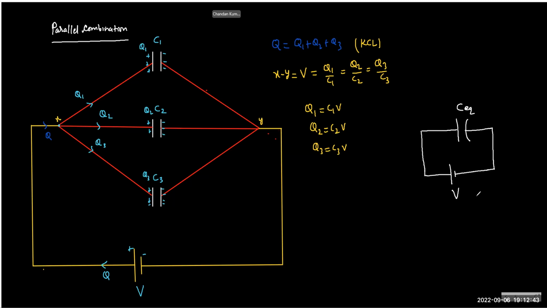So C equivalent means the battery will give the same charge, which is again Q, correct? Q is also equal to C equivalent times V. And once you have Q1, Q2, Q3 in terms of C and V, because that is a common value, use the KCL to get the answer. So you can substitute there. So what can you substitute Q as equal to? Q1 is how much?